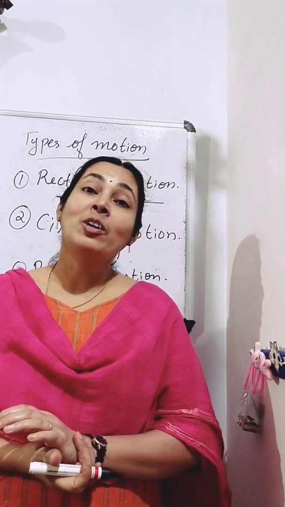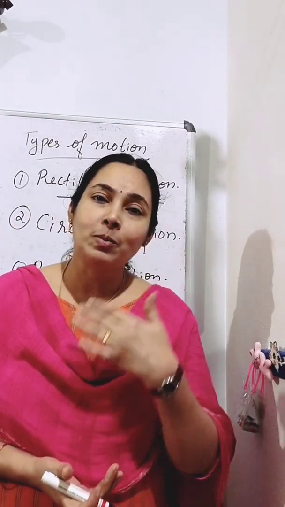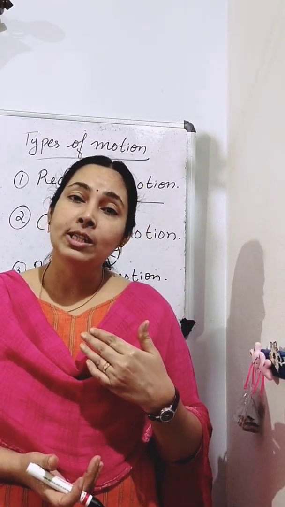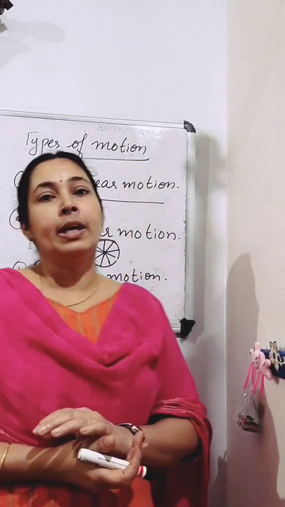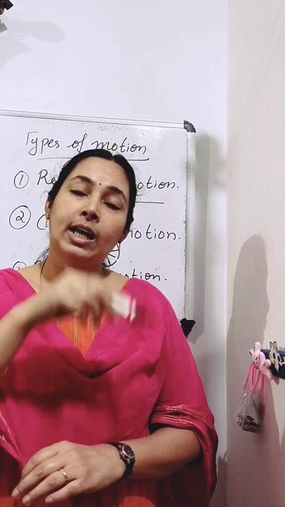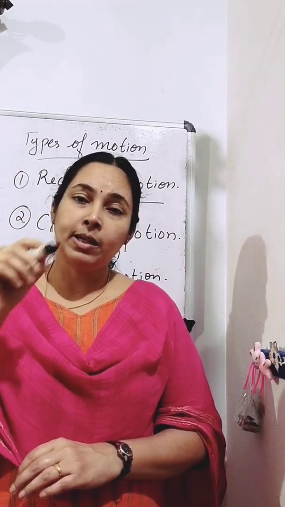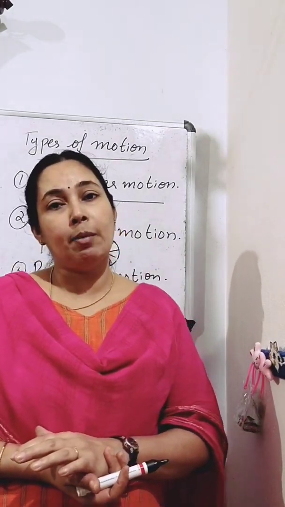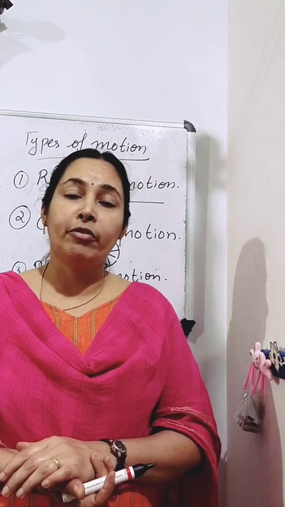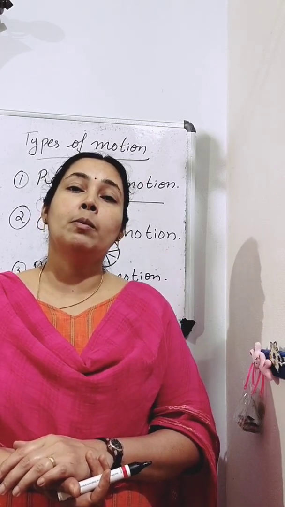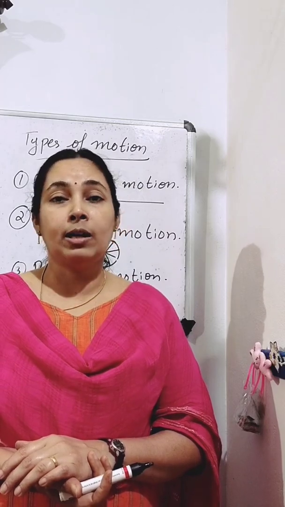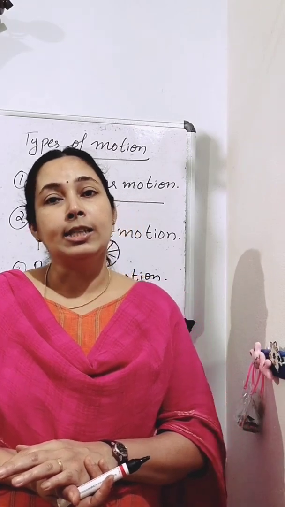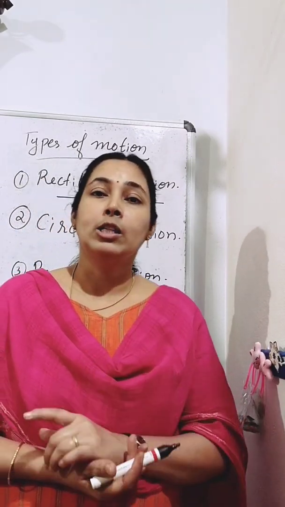So we were discussing the different types of motion. If an object is moving in a straight line, like the march past of soldiers, that motion is called rectilinear motion. If an object is moving in a circle and the distance from the center remains the same, then that type of motion is called circular motion. Example, the blades of a fan. Then if an object is repeating its movement at the same interval of time, that kind of movement is called periodic motion. Example, the needle of a sieving machine.